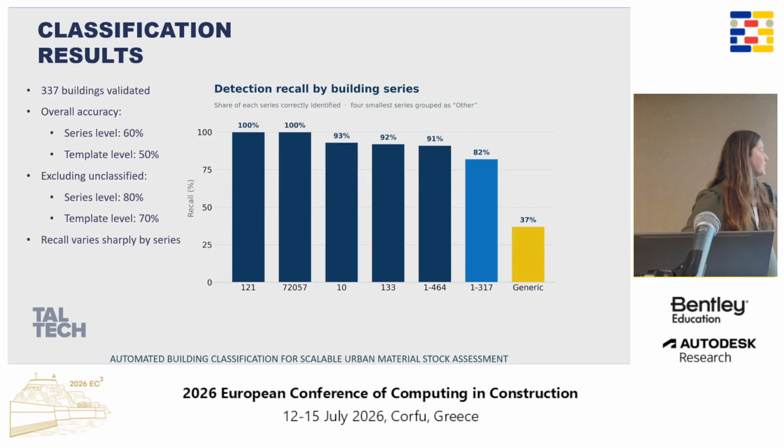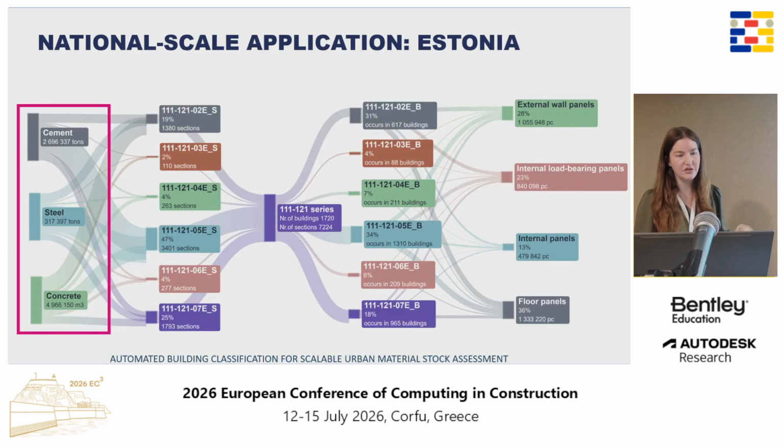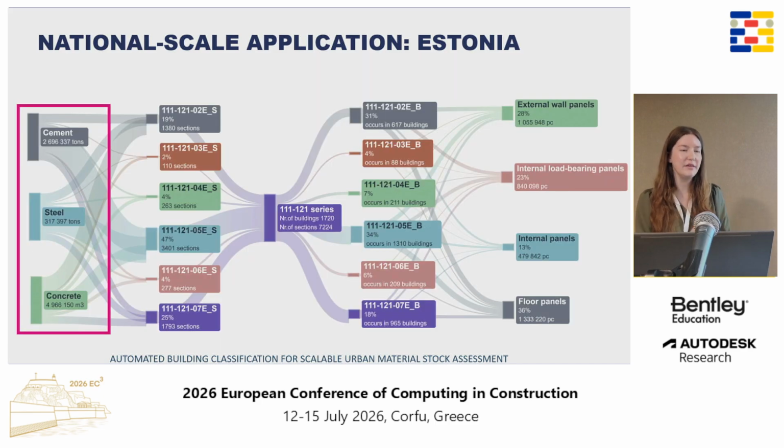And if you remember the first few series, then we applied this on a national scale. So I took all apartment buildings in Estonia that were built between the 1960s and 2000s, and I classified those. And so you can see those that have a great recall are generally those that we found the most of.